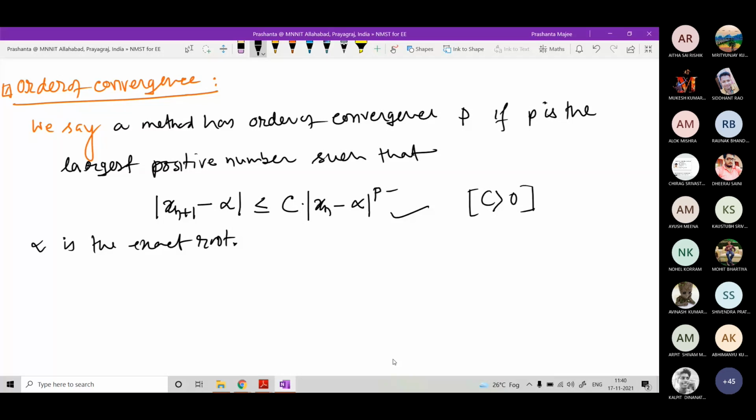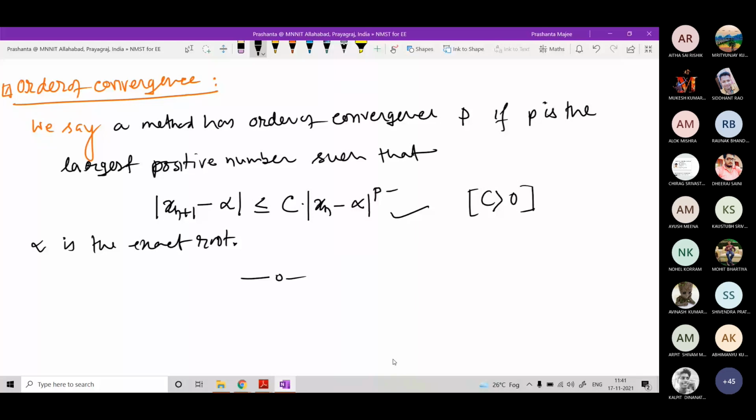What is the order of convergence of Newton-Raphson method? What did I say? 2. And successive approximation method has order of convergence 1. So let us understand, if order of convergence is more, that will give you a more rapid solution. Let us first discuss this, how it is written there.